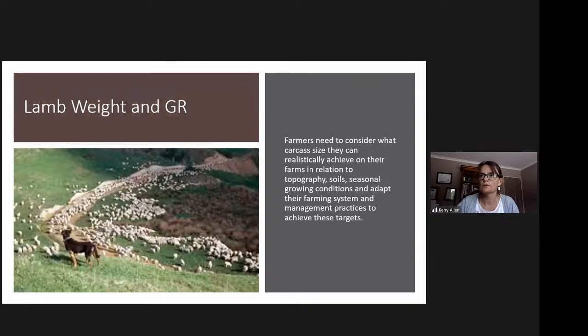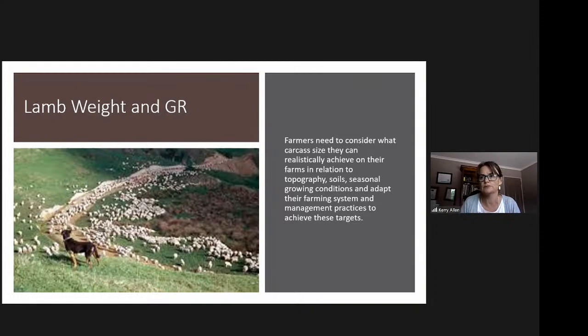Okay, another example is just looking at weight and GR together. So you want to have that proportion right because that is what you're being paid on if you're looking at a lamb market. And these need to be managed with your environment, your farm that you're on, your topography, your soils, your sowing conditions, your climate, etc., as well as the farm management practices. So it is often hard to get all that perfect to get your animals to market at a perfect time.